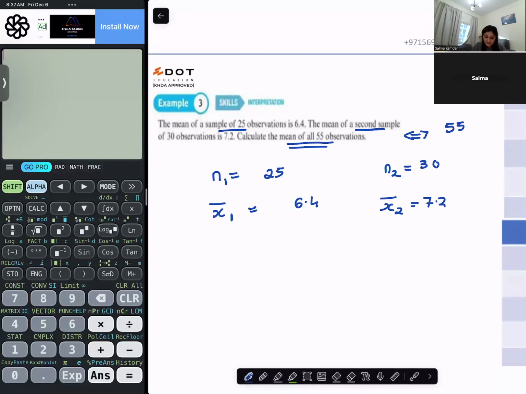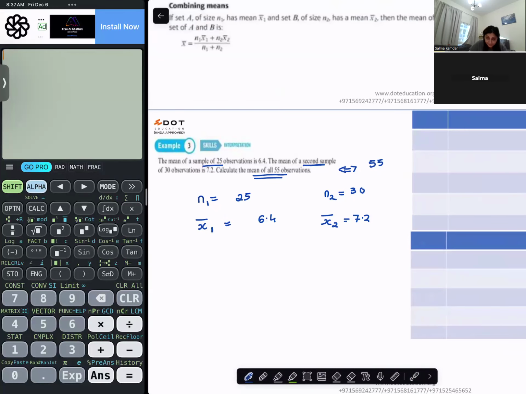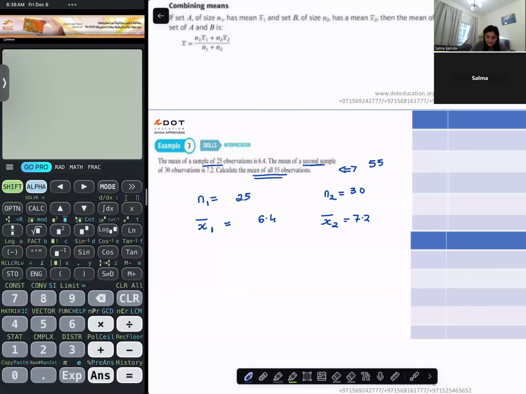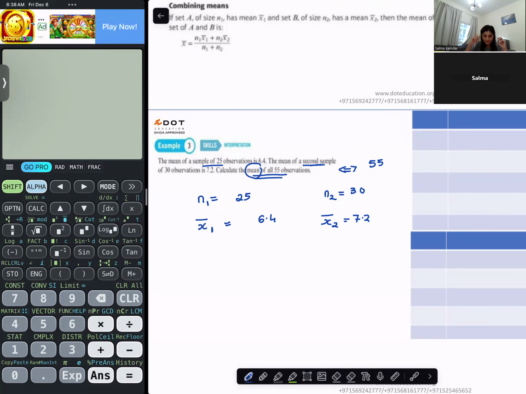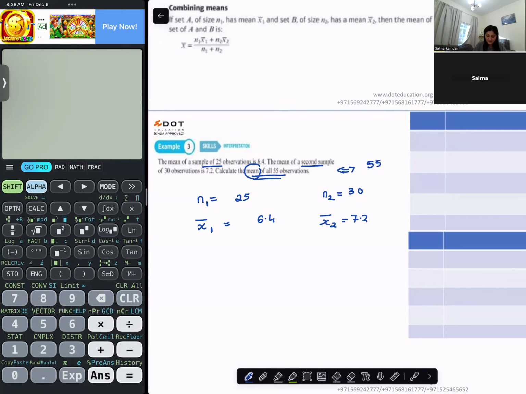What have they asked me to calculate? Let's check. They have asked me to calculate the mean of all the 55 observations. I have a mean of set 1 and a mean of set 2. I have to calculate the mean of all the 55 observations. That means they are asking me to calculate the combined mean. What is the formula for combined mean?